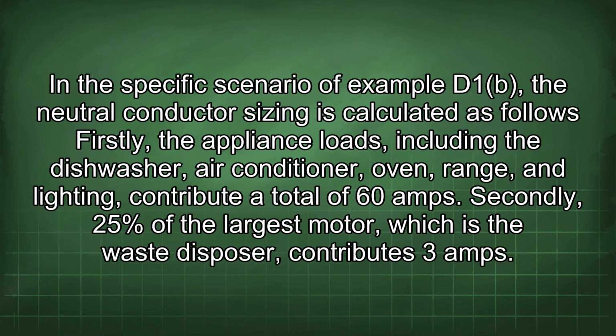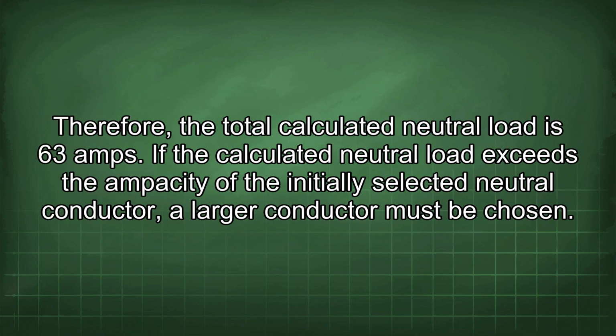In a specific scenario of example D1, the neutral conductor sizing is calculated as follows. Firstly, the appliance loads, including the dishwasher, air conditioner, oven, range, and lighting, contribute a total of 60 amps. Secondly, 25% of the largest motor, which is the waste disposer, contributes 3 amps. Therefore, the total calculated neutral load is 63 amps.